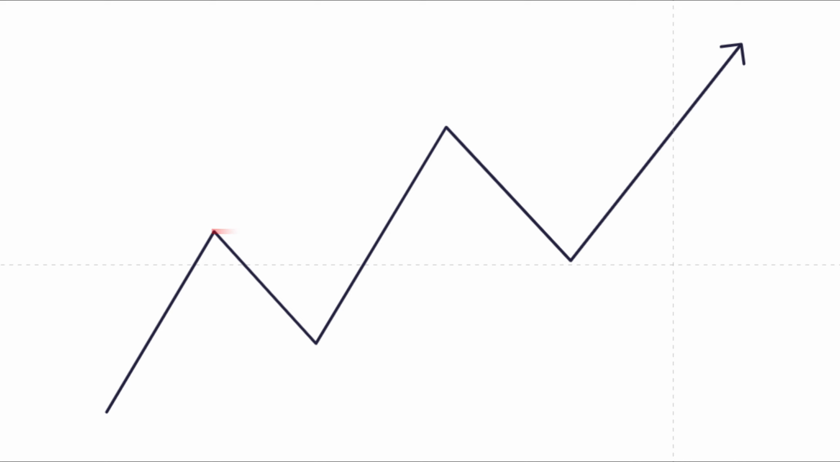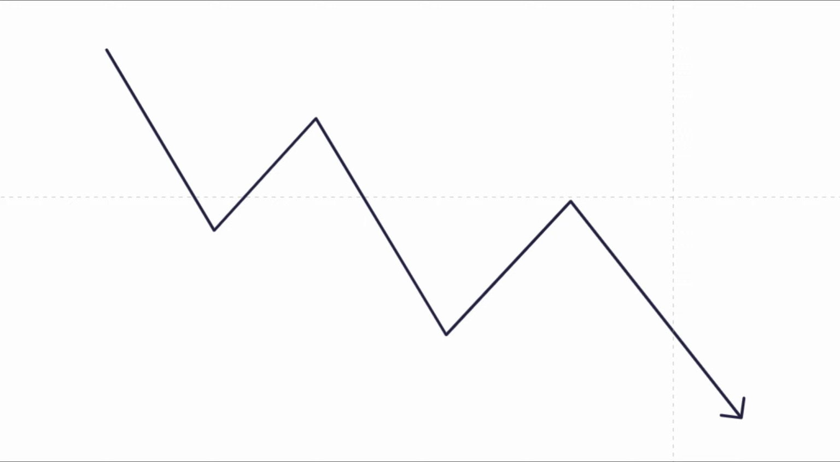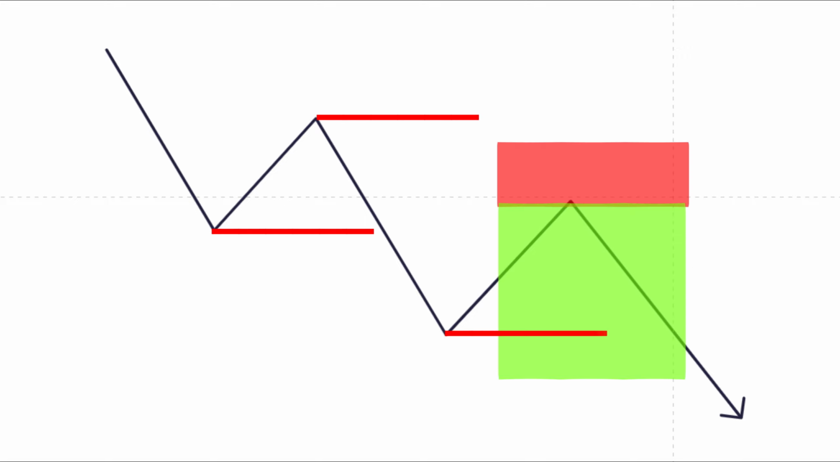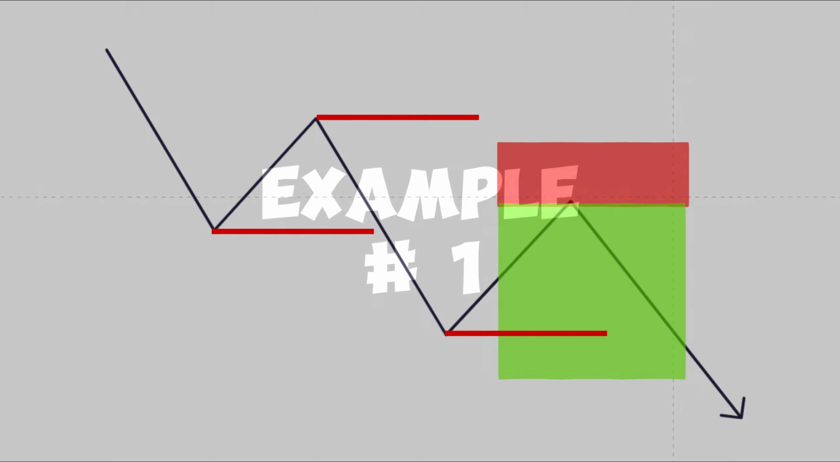Now, once we spot the break, we mark that point as our first swing. Then we look back to see which price action caused the break of structure. Here's where the magic happens. Spotting the correct swing is the key to understanding the entire move. Let me show you. Example 1.